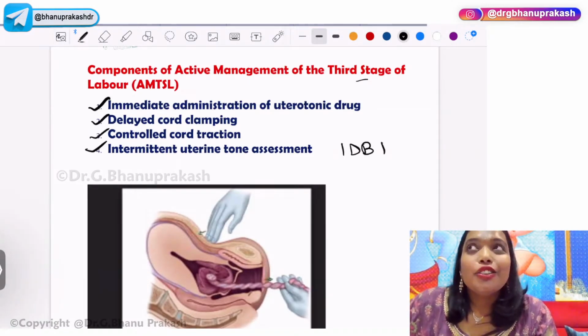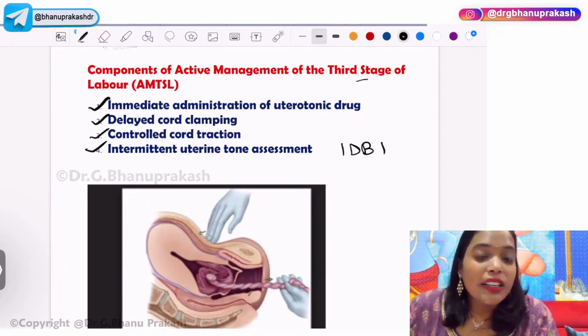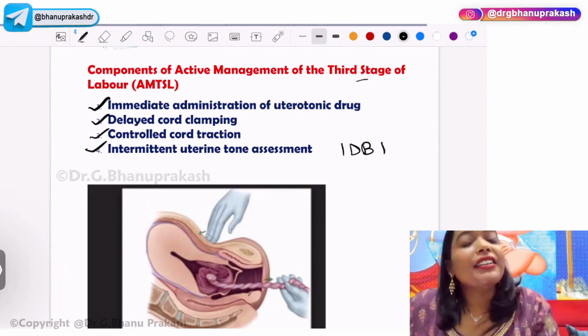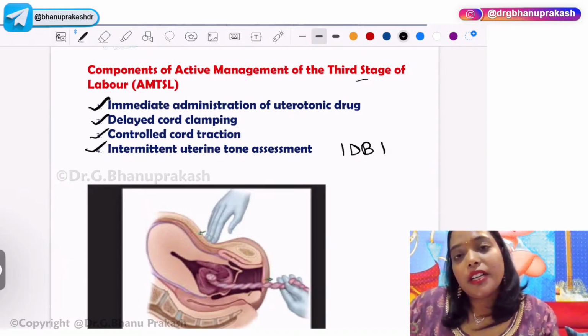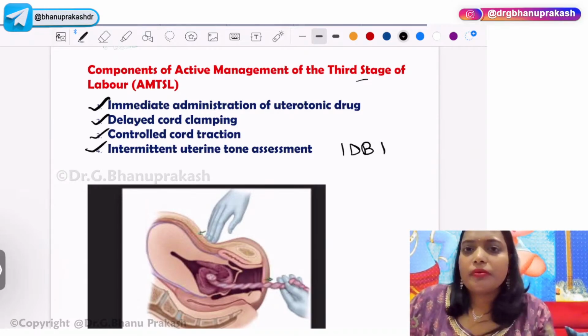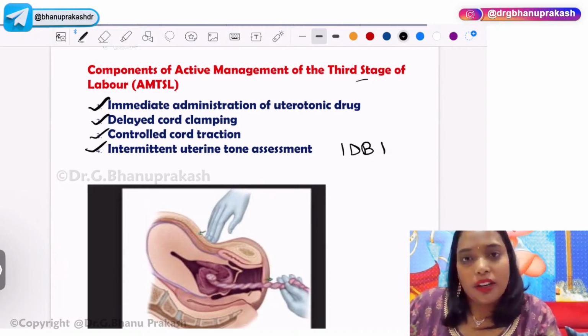IDBI. So you got this sequence order in your exam. First step, what they have written in the exam was check that there is no another baby inside the uterus. Once you check there is no another baby inside the uterus, then you can give the uterotonic drug. Okay?